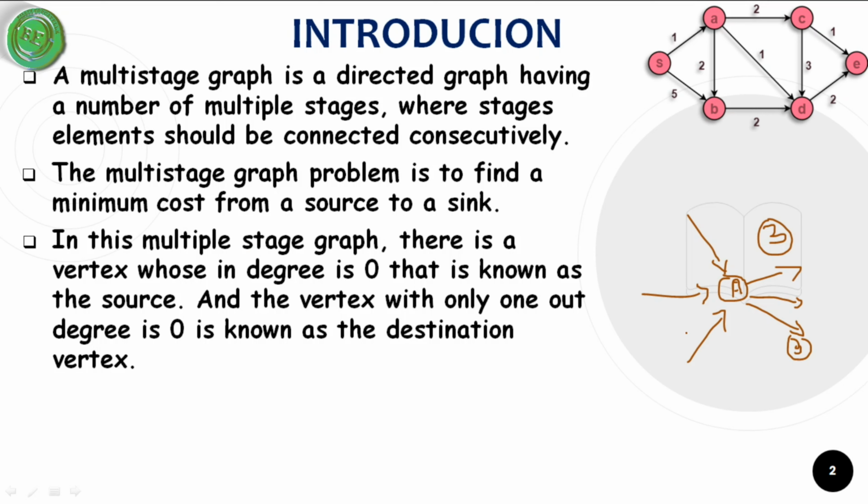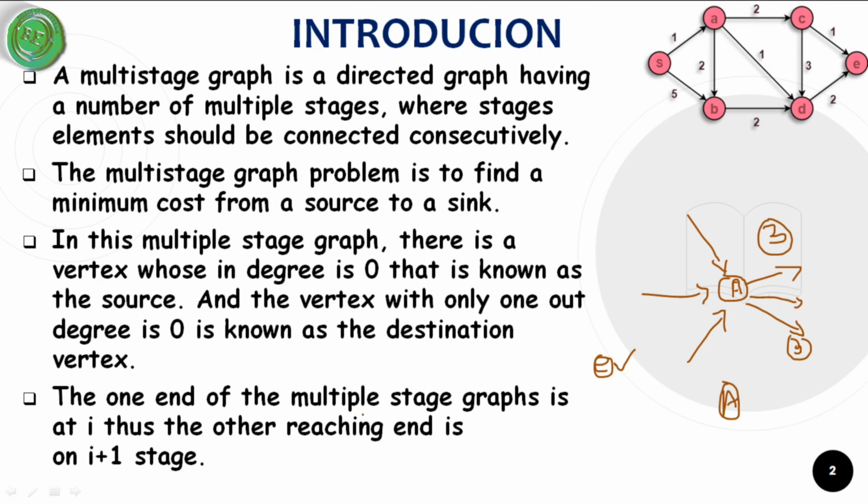Coming to this point, a source node which has the in degree value as 0 is known as the source node. And coming to the sink, the vertex whose out degree is 0 is known as the destination vertex. Here E doesn't have any out degree, that means there is no edge directing away from that vertex, so the out degree value is 0. So it represents the destination vertex or sink, and S represents the source node, which has the in degree as 0. I hope you understood it.